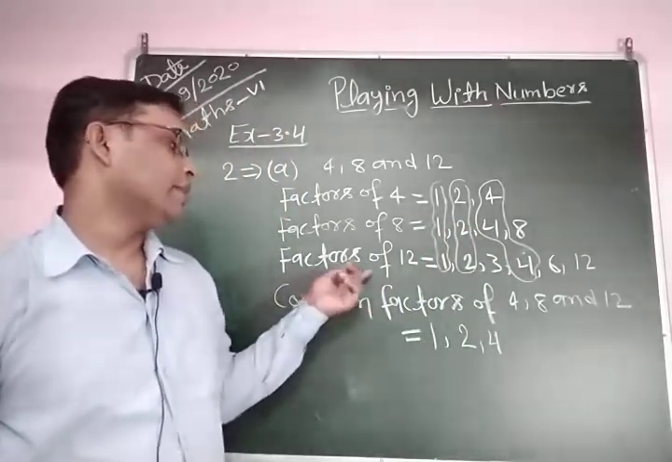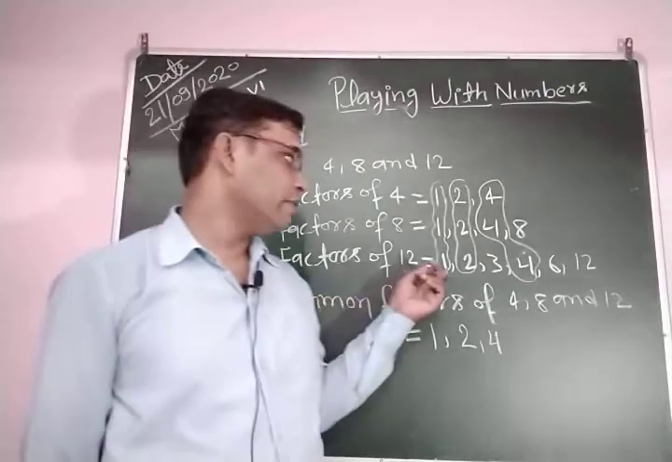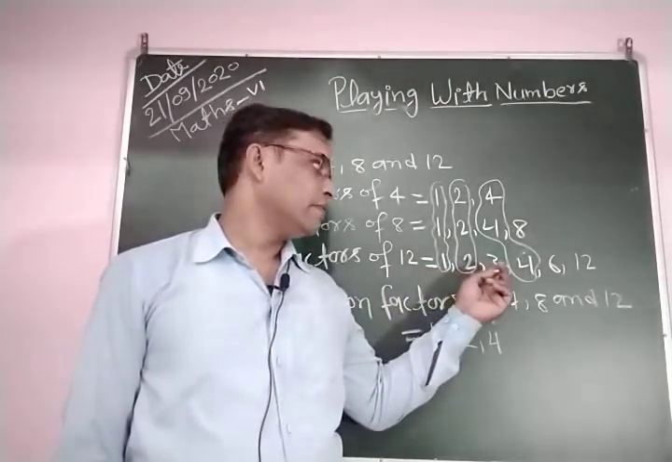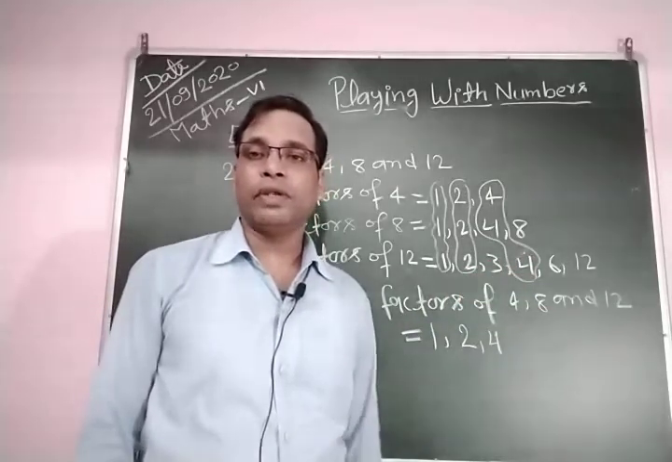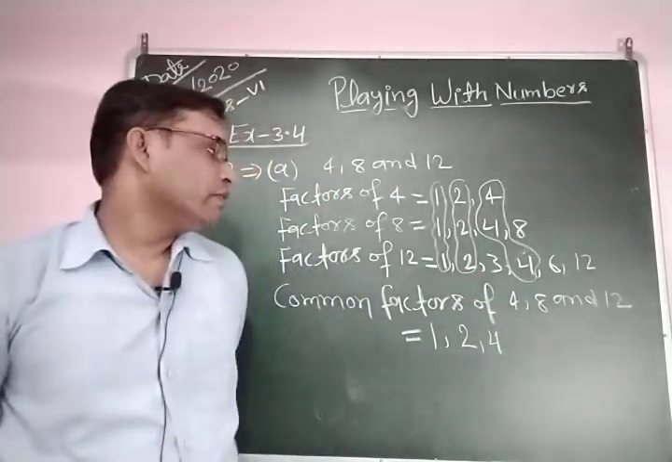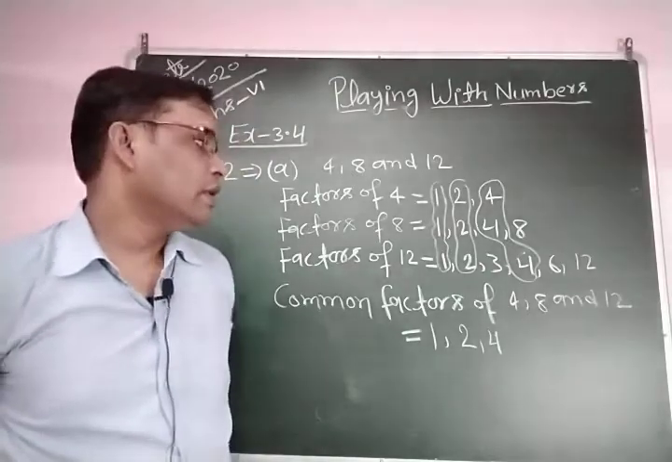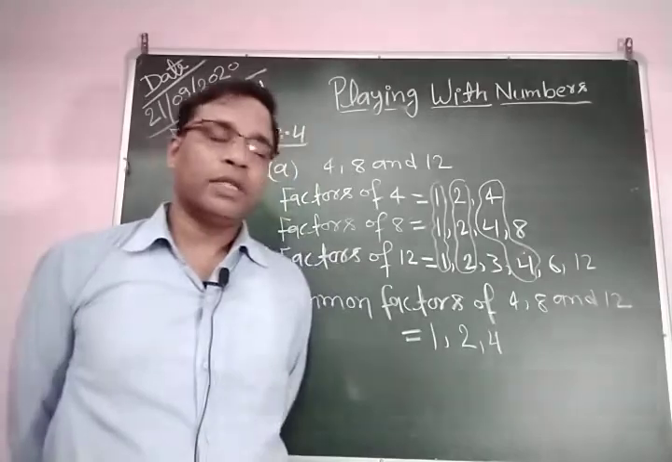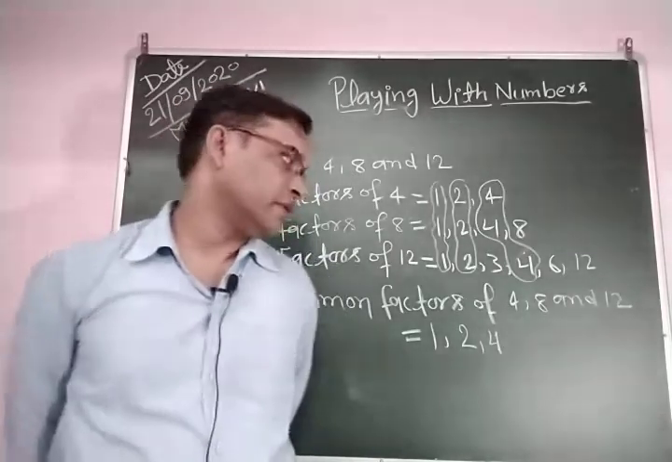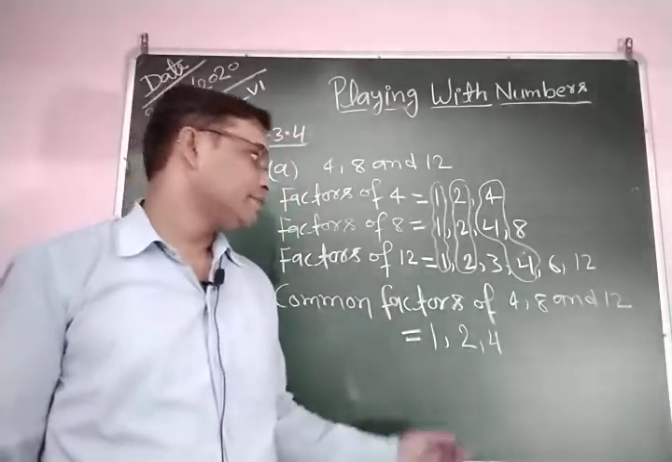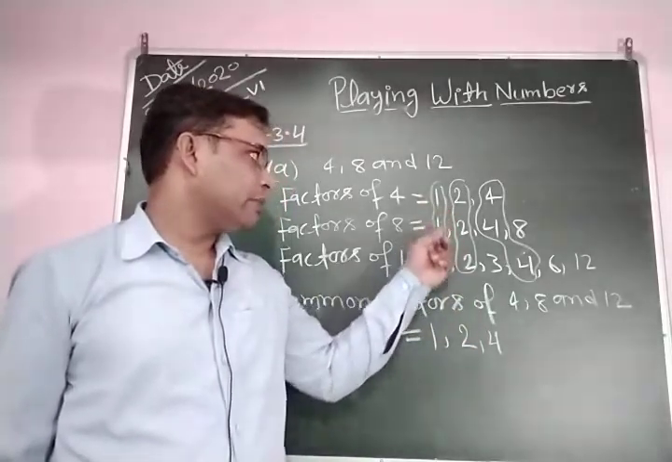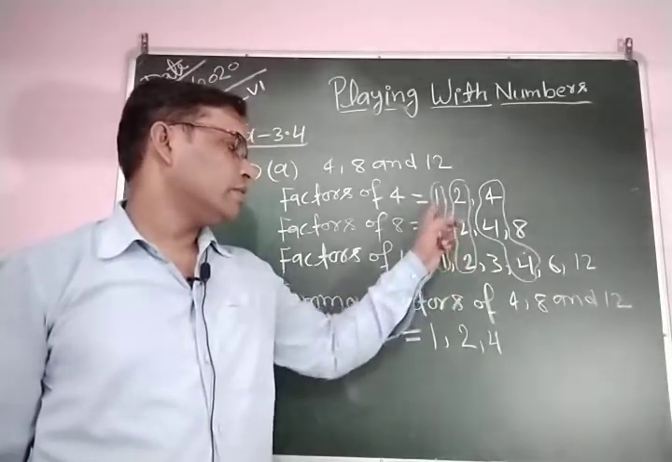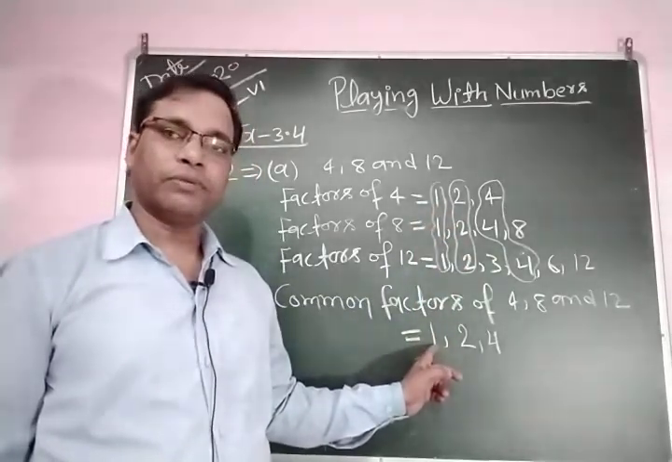Now the factors of 12: 1 divides 12, 2 also divides 12, 3 divides 12, 4 divides 12, 6 divides 12, 12 also divides 12. So the factors of 12 are 1, 2, 3, 4, 6 and 12. Now we need to find the common factors. 1 is common in each, so 1 is a common factor of 4, 8 and 12.